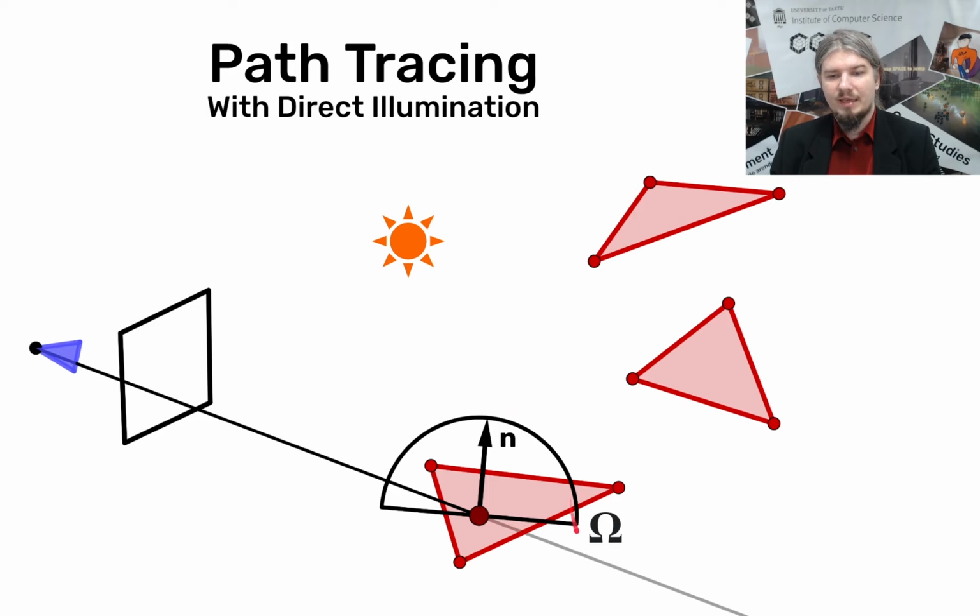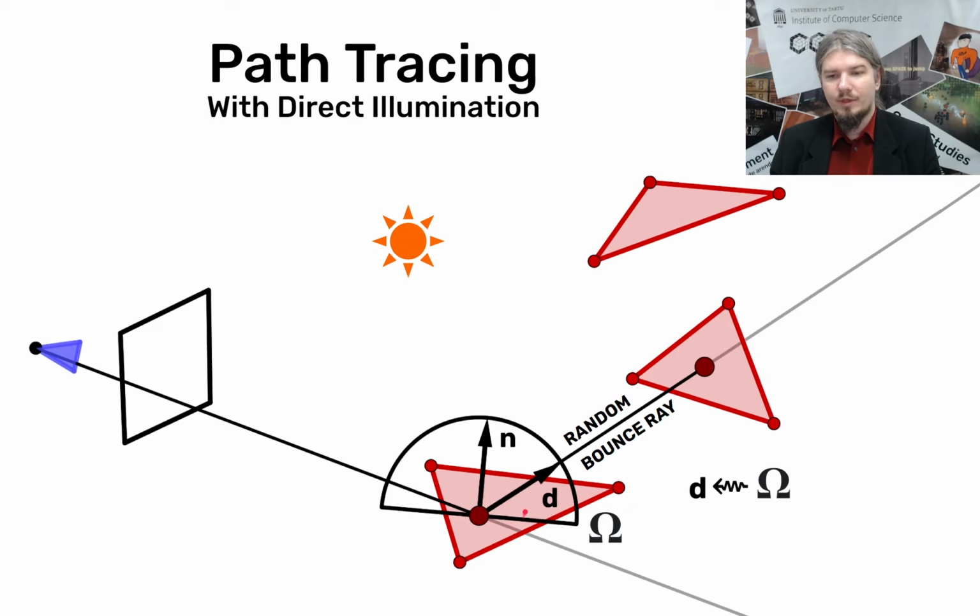So from all of these angles along the hemisphere, there is other light coming in from the scene that isn't directly from a light source. So what we do is we take a random ray on that hemisphere. Let's say that this is our random bounce ray. It's a ray at a random direction sampled from the hemisphere. And we of course find the intersection point of that random bounce ray with the scene.